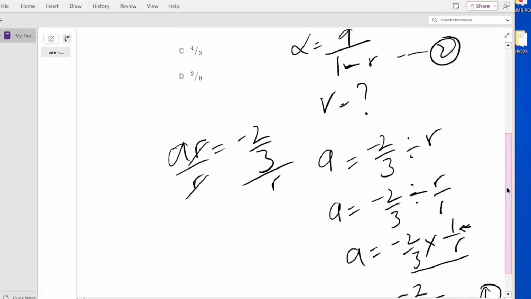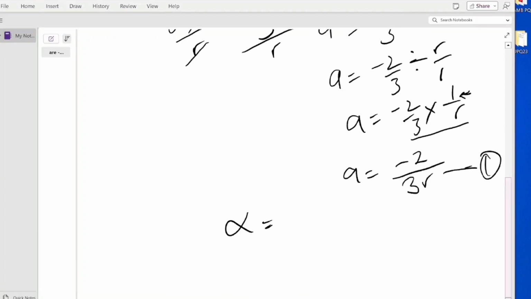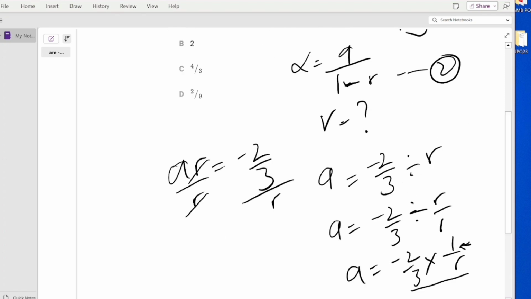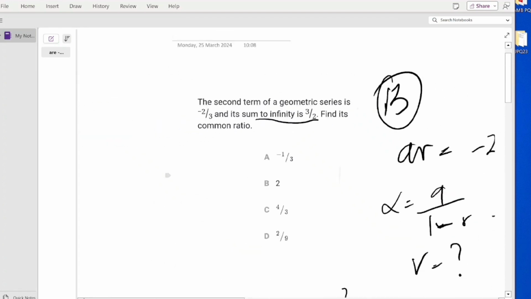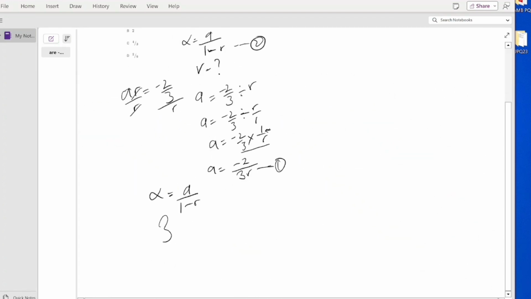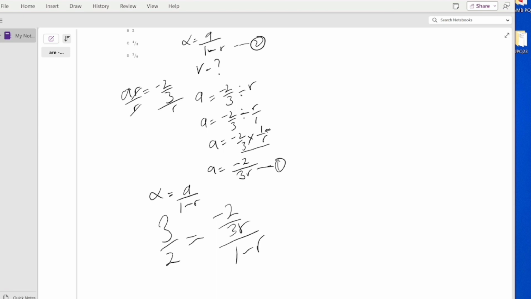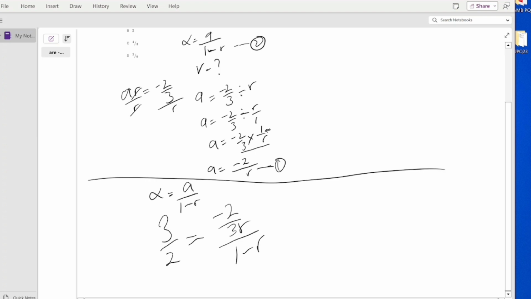That's A. Since we derived this from equation 1, we substitute it into equation 2, which is the sum to infinity. Sum to infinity is equal to A over 1 minus R, and we were already given the sum to infinity as 3 over 2. So we have 3 over 2 equals A, which is minus 2 over 3R, over 1 minus R. That's substituting the value of A derived from the first equation into this. So in the second equation, A is represented by this.